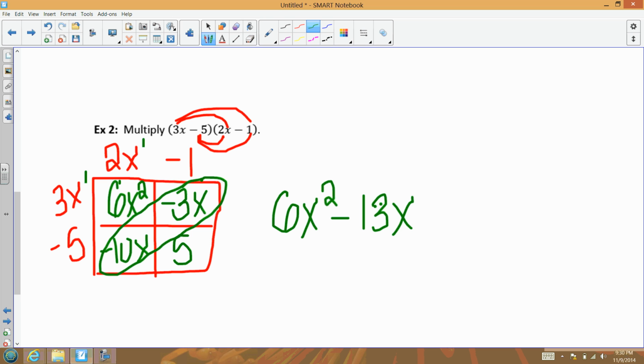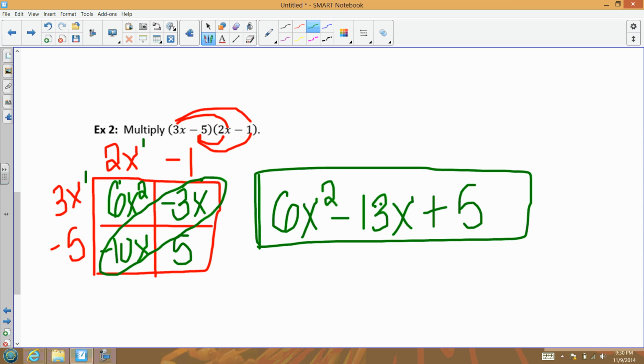Keep the x because you're asking for how many total you have. Well, you have -13 and then +5. And again, if you could simplify this any further, you would, but we actually took care of the like terms right in the rectangle here. So that's it for that.